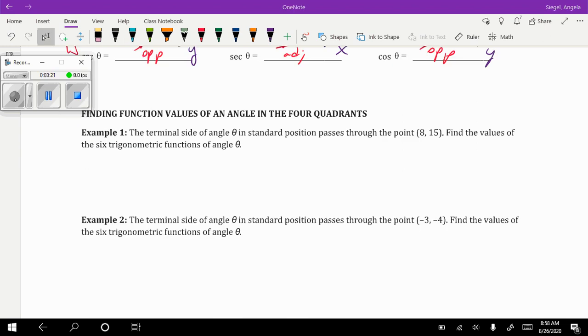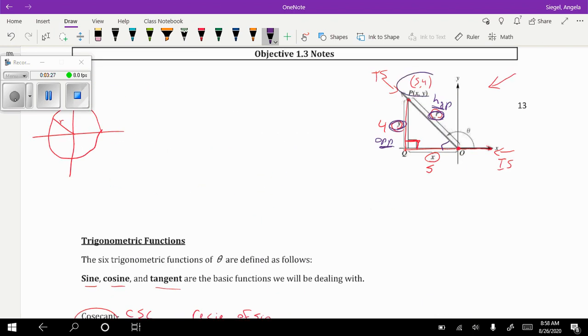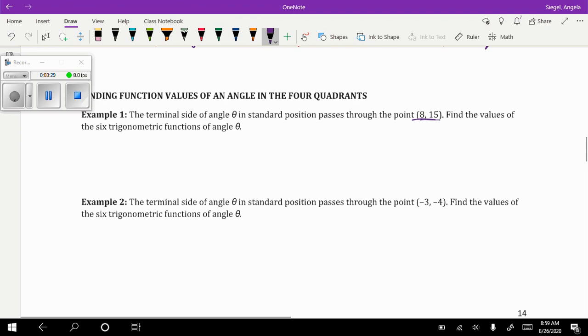Okay, so now we're going to solve some problems here. So we have this point, (8, 15). So I want you to look at it like this. We are going to just plot it. So 1, 2, 3, 4, 5, 6, 7, 8, and so on. So we're right here at (8, 15). So we went 8 over and 15 up. And what that does is that makes, so here's our terminal side going through this point, and it makes a right triangle. So what the question is asking is find the values of the 6 trig functions.